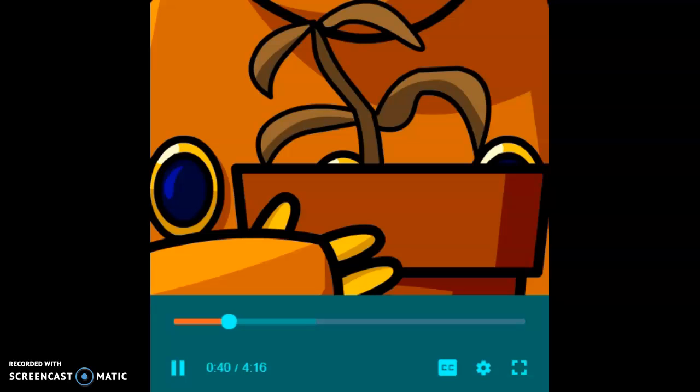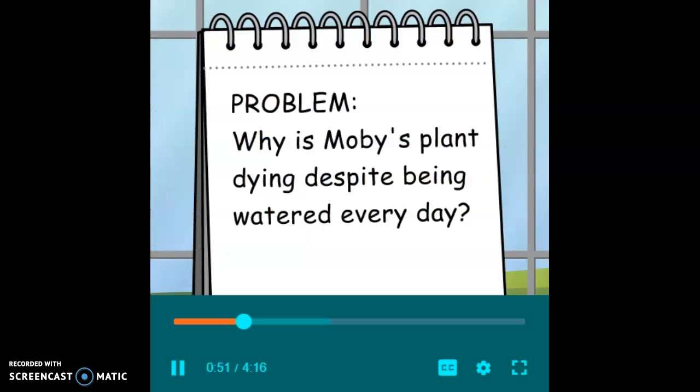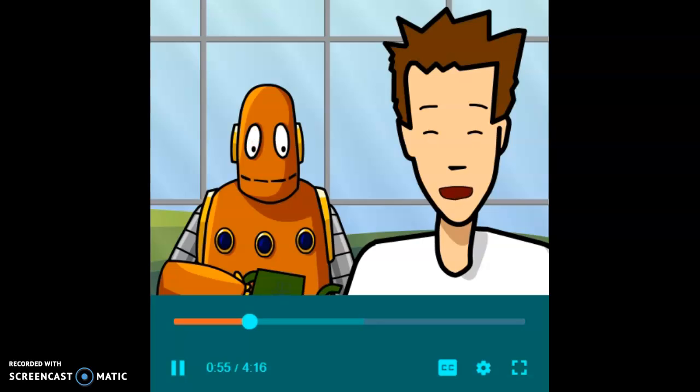Like Moby here, he seems to be having a problem with his plant. The first step in scientific problem solving is to recognize the problem. Right. The plant is dying even though it's getting water every day. Why? To solve this problem, we first need to understand what we already know.